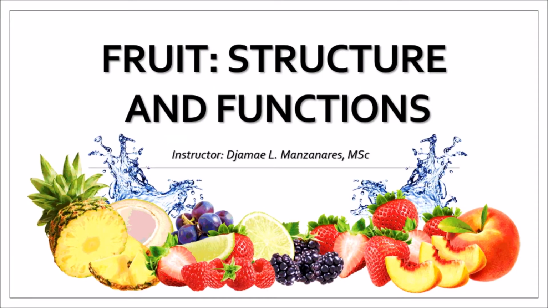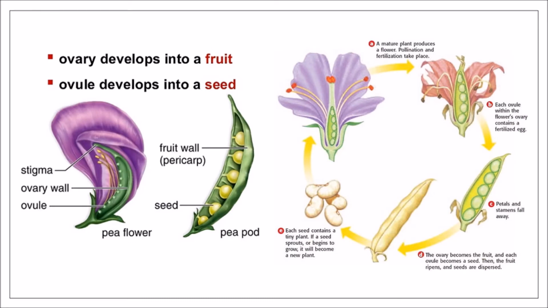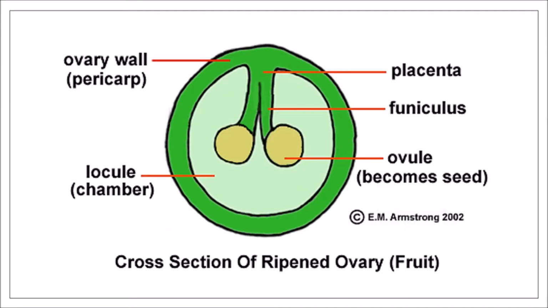Fruit, structure, and functions. We have learned in the previous topic that ovary develops into a fruit and ovule develops into a seed. If we are going to cut an ovary cross-sectionally, this is how it would look like. And these are its parts.